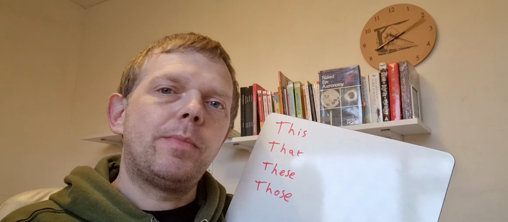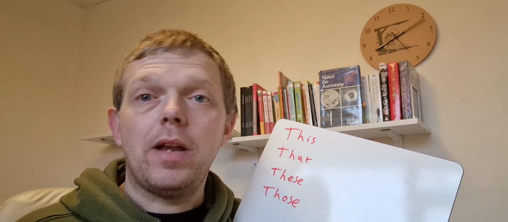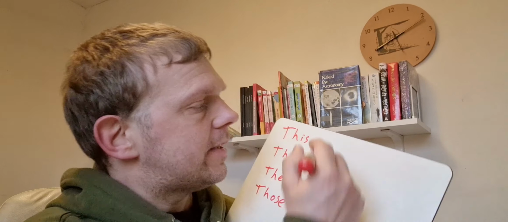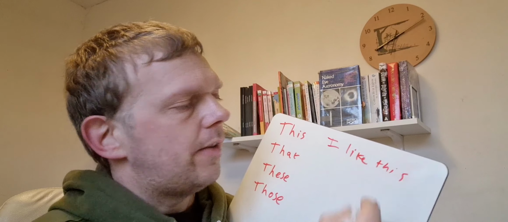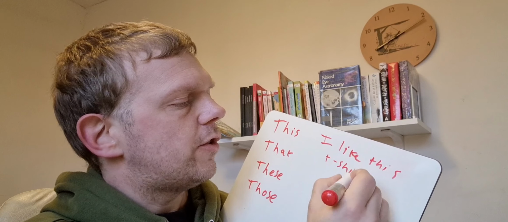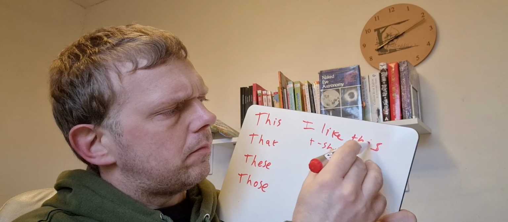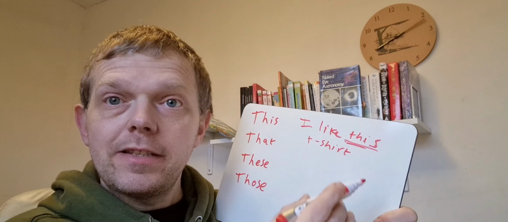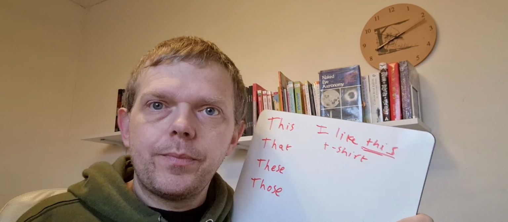Firstly, I will explain with objects. For example, if you are in a shop, you could say, I like this t-shirt. Yeah, I like this t-shirt. We use the word this here because the object is next to us.